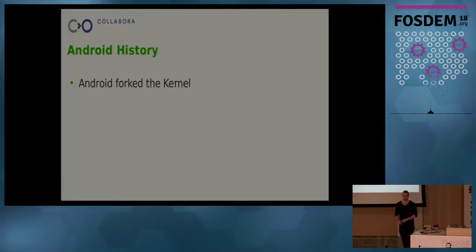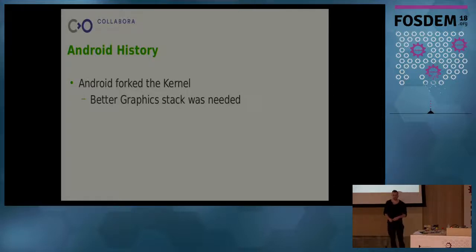So this talk starts where Android forked the Linux kernel. That was in the 3.10 days. And they did it for good and bad reasons, I guess. But they really needed a better graphics stack. The current one that was in the kernel, the ABI, was just not good enough. It didn't suit their use cases. There wasn't enough support for the low power use case, which obviously is important on a cell phone. You don't want to burn through your battery in an hour.